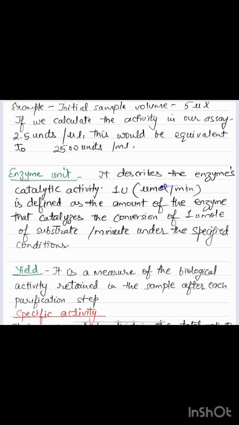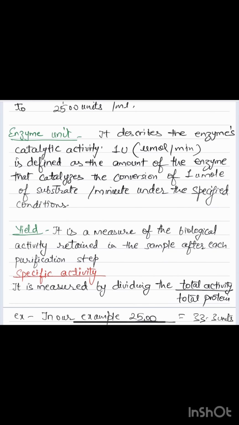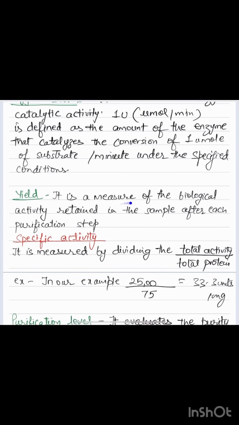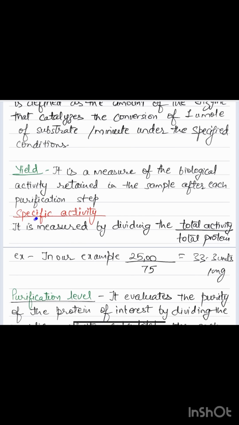Next is enzyme unit. It describes the enzyme's catalytic activity. So 1 unit, that is 1 micromole per minute, is defined as the amount of enzyme that catalyzes the conversion of 1 micromole of substrate per minute under the specified conditions. Next, we have yield, which is a measure of the biological activity retained in the sample after each purification step.